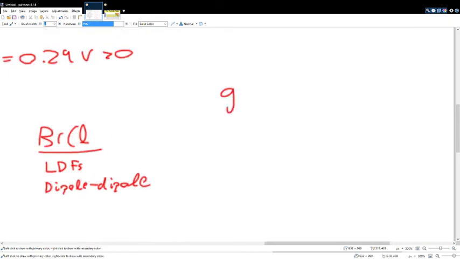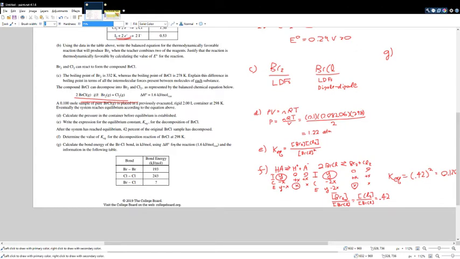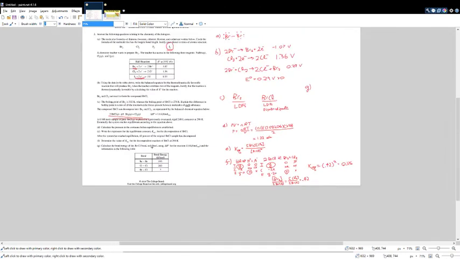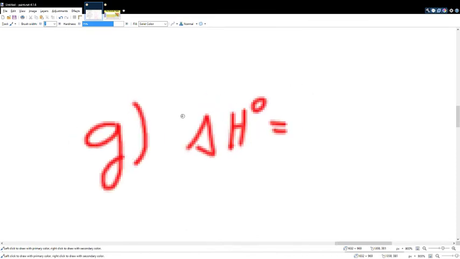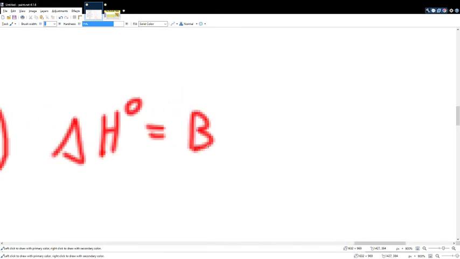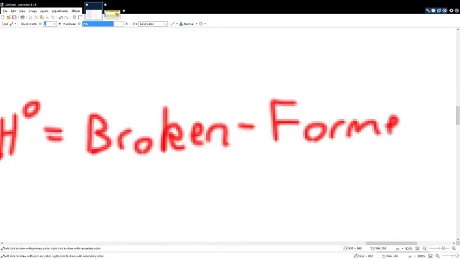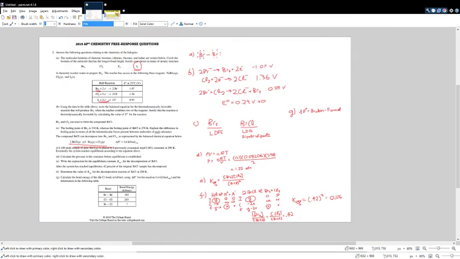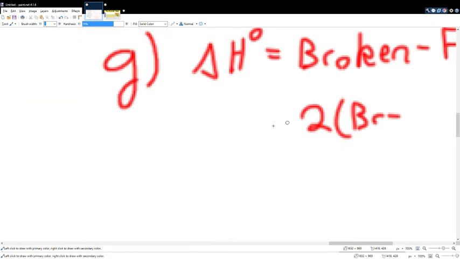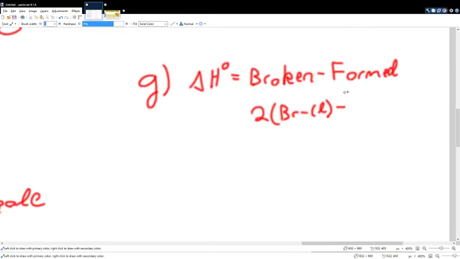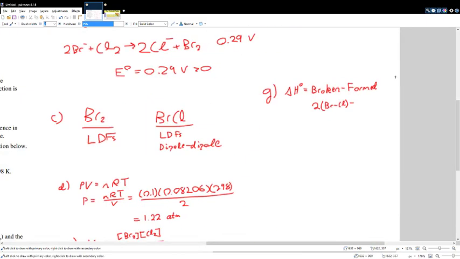So part G, we'll do it here because we don't really have any room. Calculate the bond energy of the BrCl bond in kilojoules per mole using delta H for the reaction and the information in the following table. If you remember this formula, it should at least make conceptual sense. Delta H is equal to the bonds broken minus the bonds formed. The bonds broken are the bonds of the reactants, which is two BrCl bonds. Don't confuse this dash with a minus sign, because it indicates a bond. The formed ones are the Br-Br bond and the Cl-Cl bond, and because you're subtracting the sum of these, you're subtracting both of them.